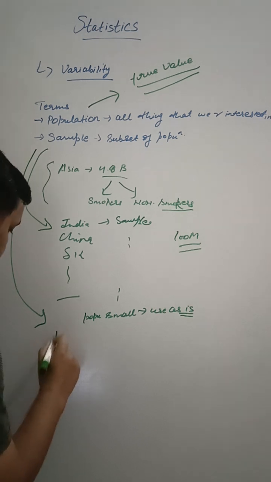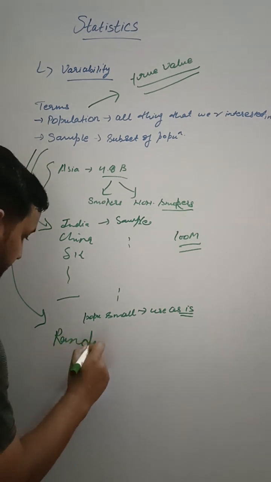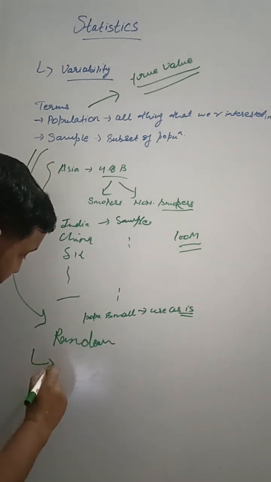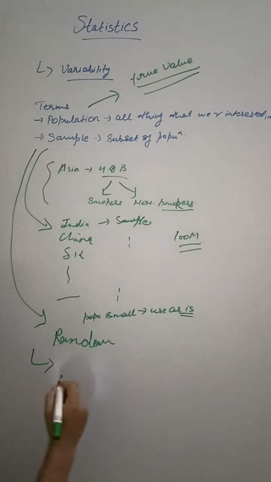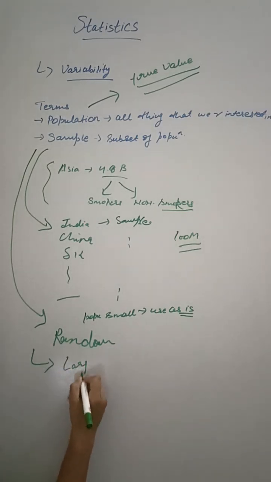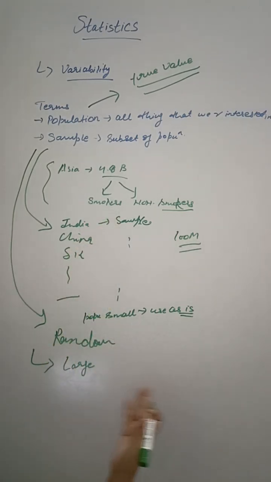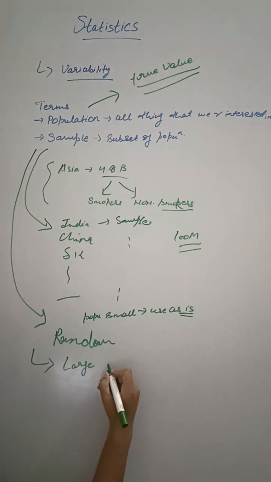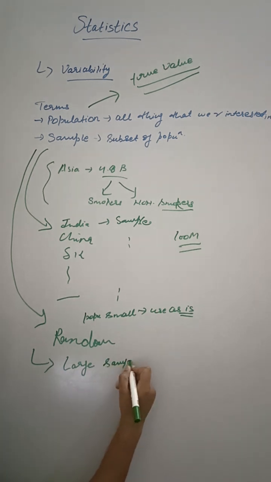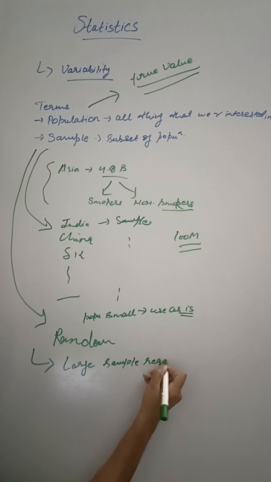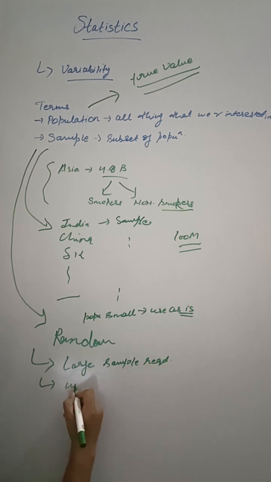It must be random. First and foremost, a very important thing, the sample must be random. It must be large enough. For instance, for a population of 100 billion, if you take a sample of 10,000, you would be able to make some estimate, but that would not be any representation of the population. So a large sample size is required. It must be a true representation, and must be unbiased.